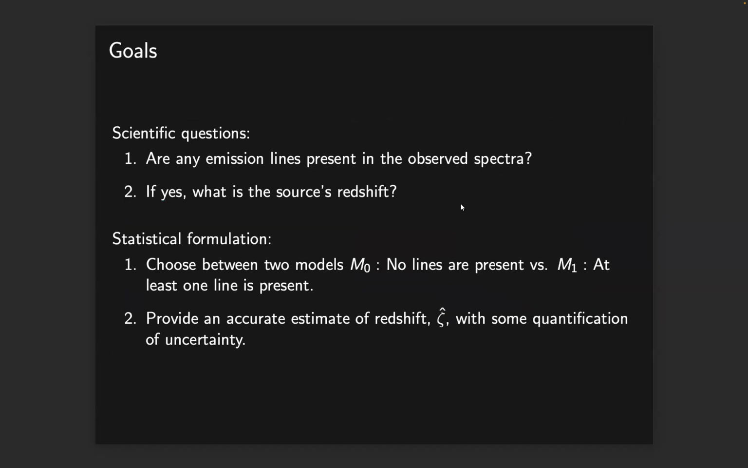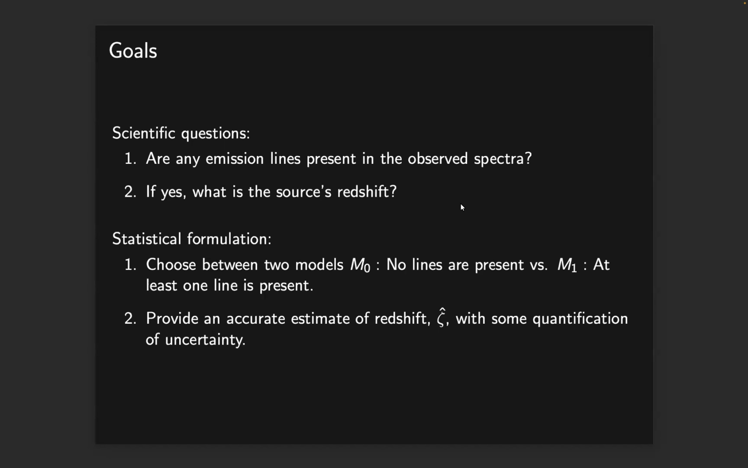So our scientific goals here are fairly generic. We're looking for emission lines, and we're curious if they're present in any spectrum that we observe. As I said, this could be from different telescopes, where we're focusing on slitless spectroscopy. And then if emission lines are present, we would like to figure out the redshift for a galaxy.